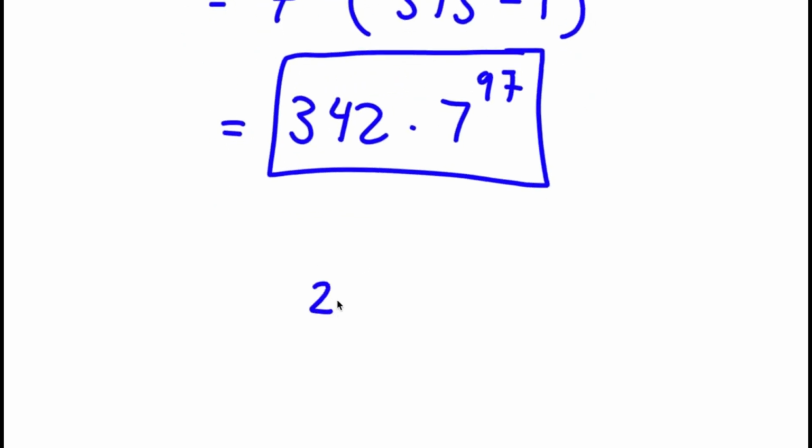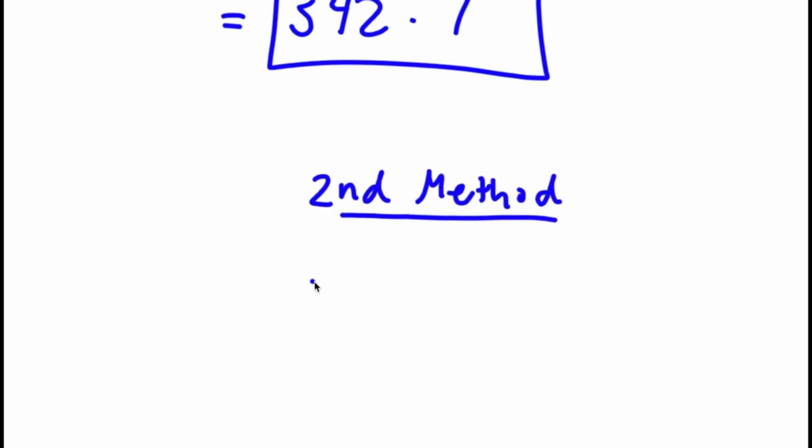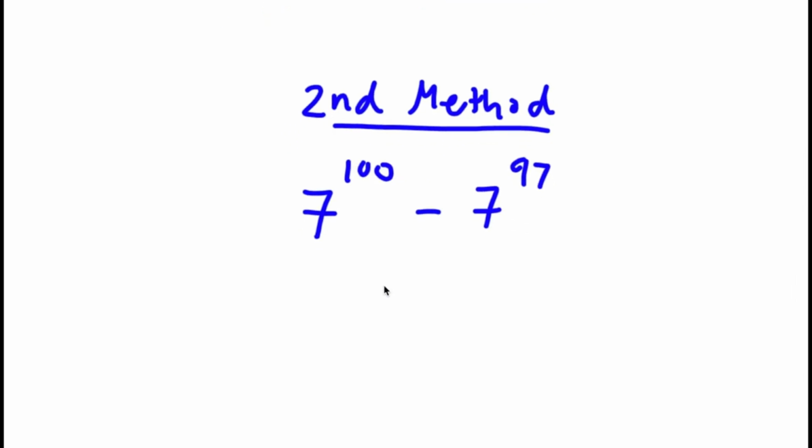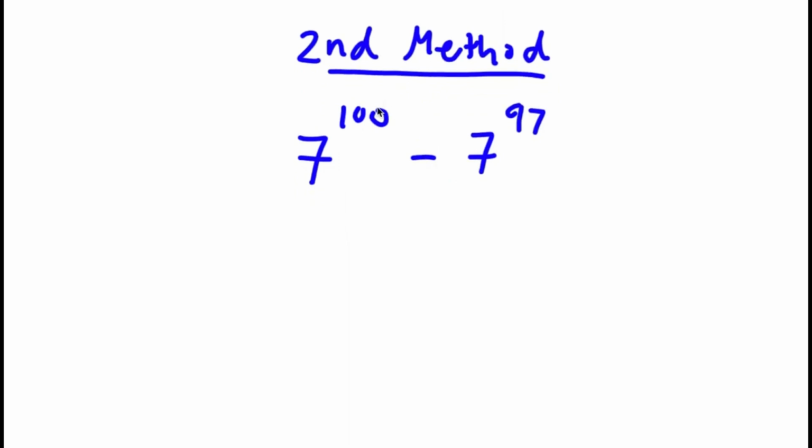Now, second method to solving this problem. So I first start with 7 to the power of 100 minus 7 to the power of 97. Before, we replaced 100 with 97 plus 3. But now we're going to replace 97 with 100 minus 3. So now I have 7 to the power of 100 minus 7 to the power of 100 minus 3.